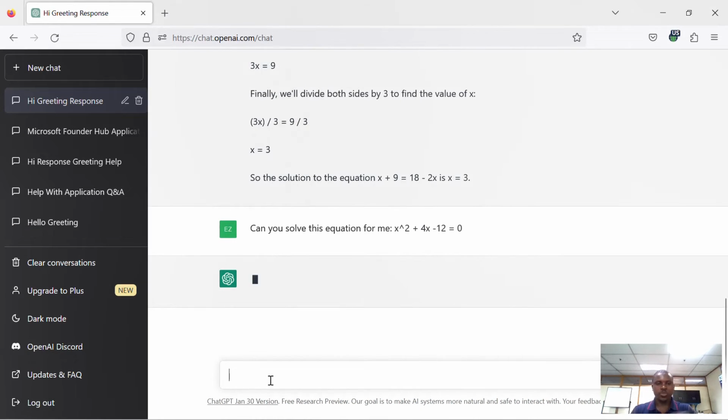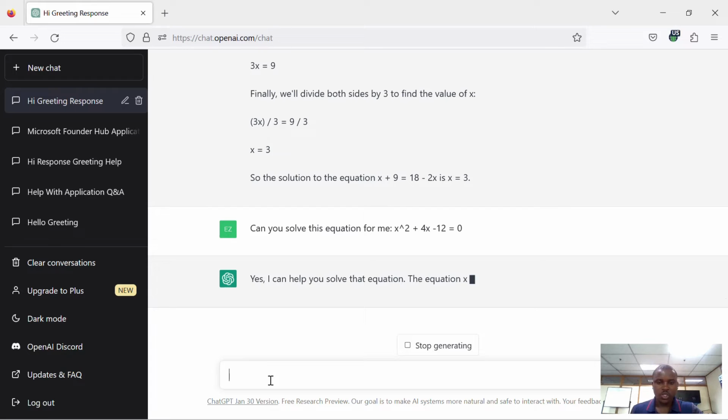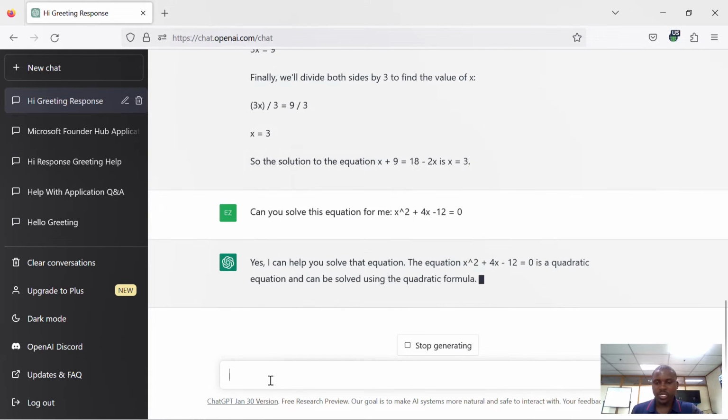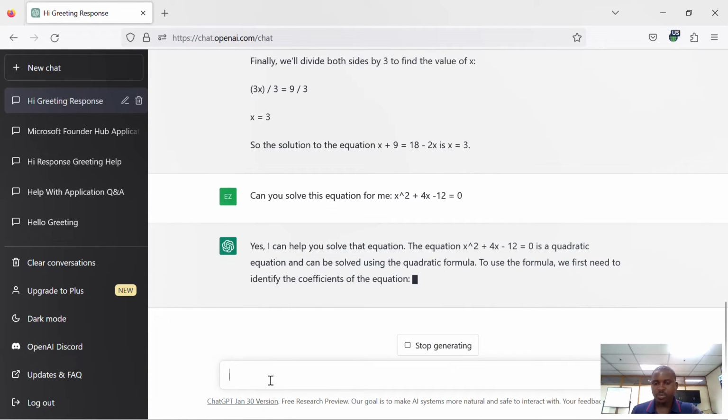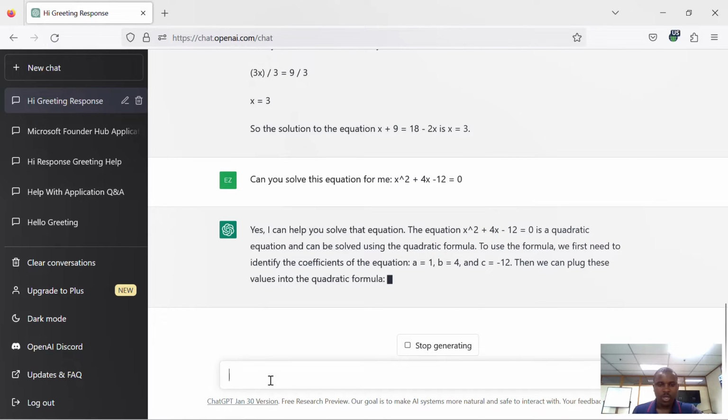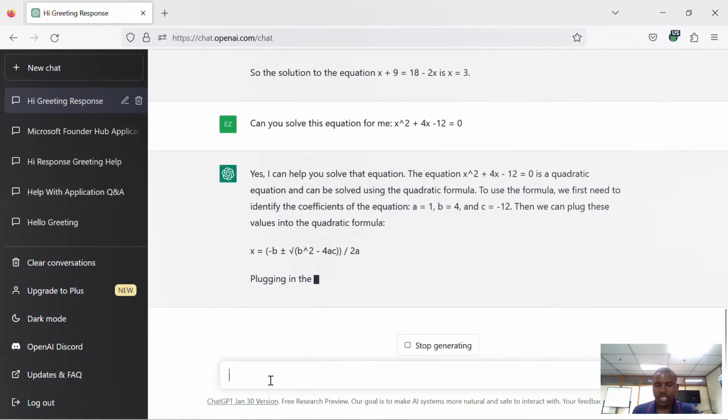Let's see what you are going to get from this one. So yes, I can help you solve the equation x squared plus 4x minus 12 is equal to 0. Identify the coefficients of the equation. a is equal to 1, b is equal to 4, and c is equal to minus 12.